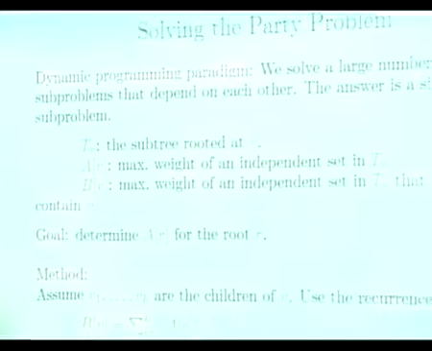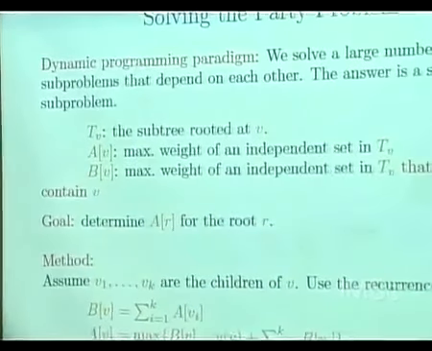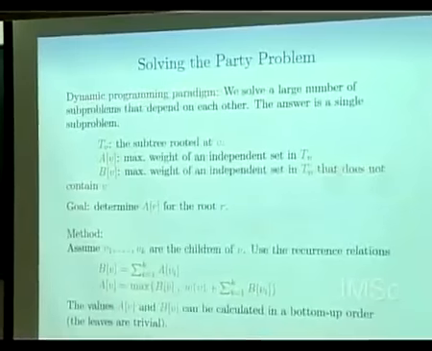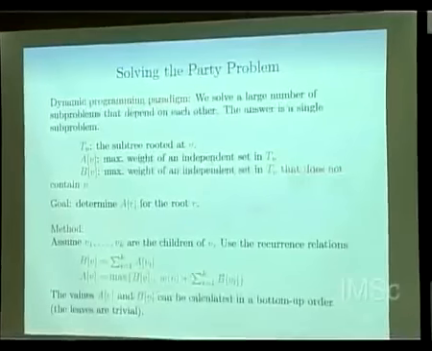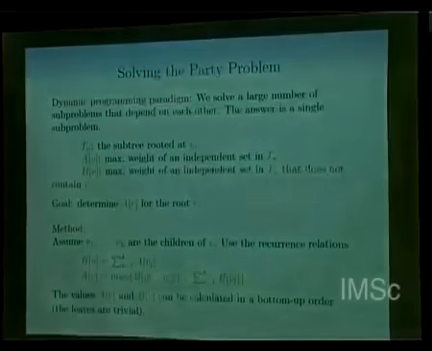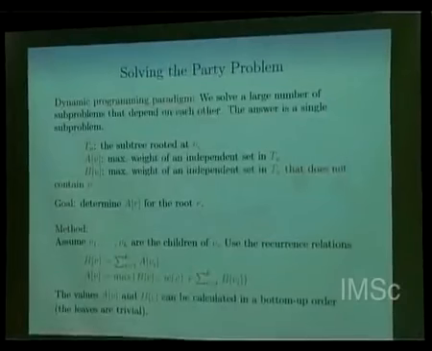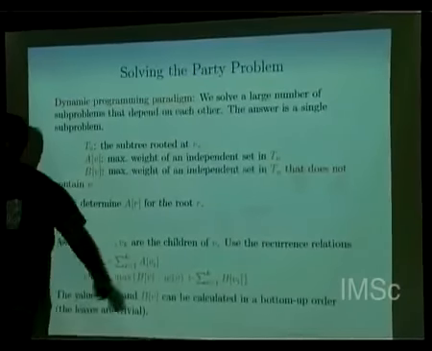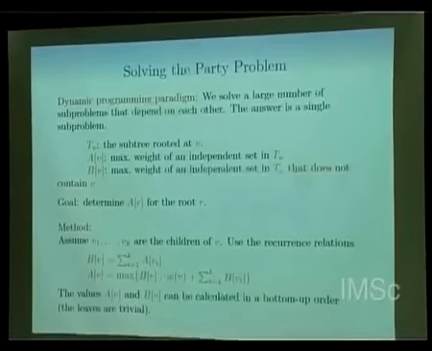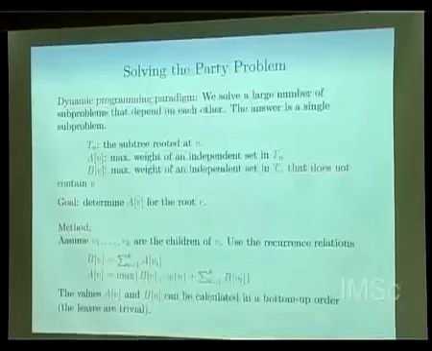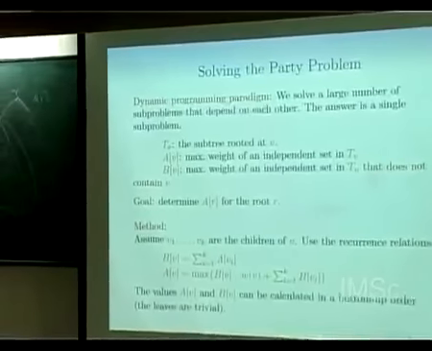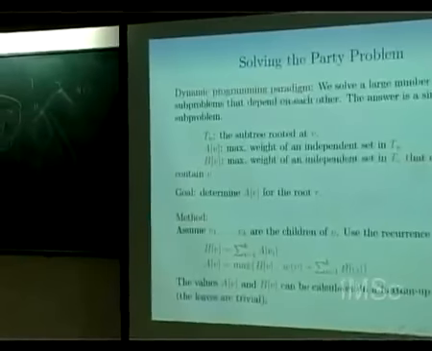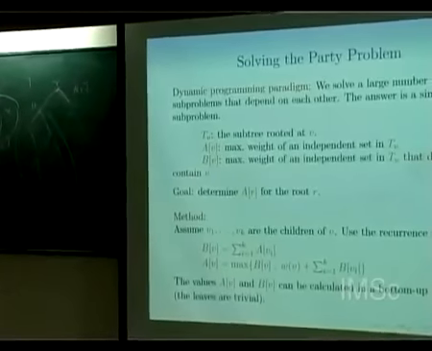But now we have to compute A of V. What is A of V representing? It is representing the maximum weight independent set for the subtree rooted at this vertex. That set can either contain the vertex V or not. If it does not contain V, then that number is already stored in B of V. Now if it contains V, then we add W of V, but what else should we add? What was B of V1 storing? It was storing the maximum weight independent set in this subtree which does not contain V1.